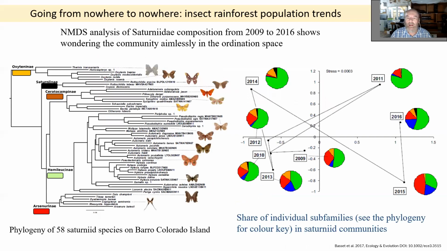Likewise, this is the longer-term study of Saturniids on Barro Colorado by Yves Basset. This is the phylogeny of the Saturniids collected at the long-term site, and this is the ordination diagram with the pie graph of different subfamilies. This is the color key here, and you can see that basically the population is kind of wandering. If you follow the years 2009, 2010, 2011, then go back to 2012, and so on. Basically, it's wandering aimlessly in the ordination space. What can we say about that?